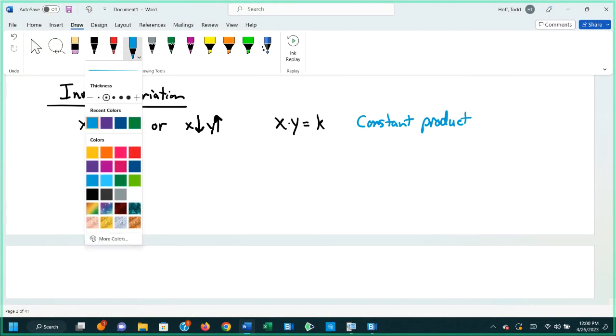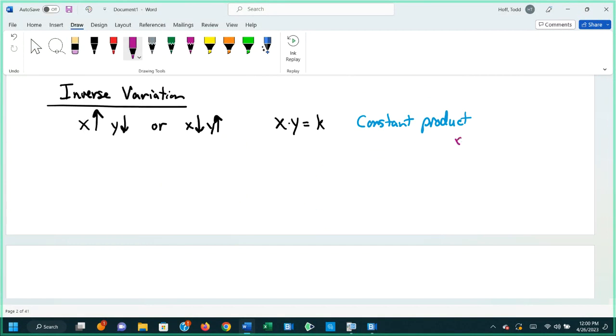Which means, rather than y1 over x1 equals y2 over x2, it's x1 times y1 equals x2 times y2. Now that formula there might look really familiar from the last unit, and we will come back and show you an example of that before we're done here.